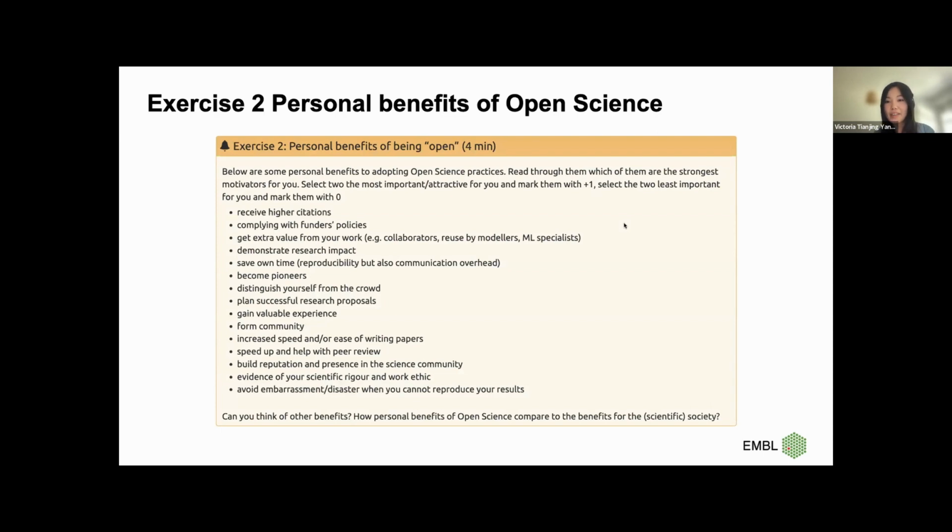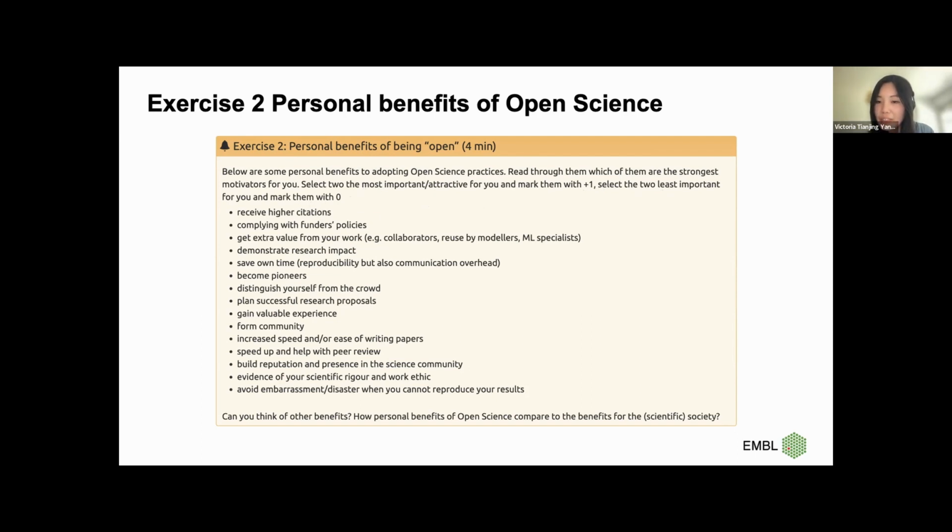Next we can move towards talking a bit more about the personal benefits of open science. I think we can do this in the main room. We don't need to go into the breakout rooms. If you just want to read some of these personal benefits, and I can copy them over to the notepad, you can add a +1 to those that are most important for you. And for those that are least important to you, you can mark them with a 0.